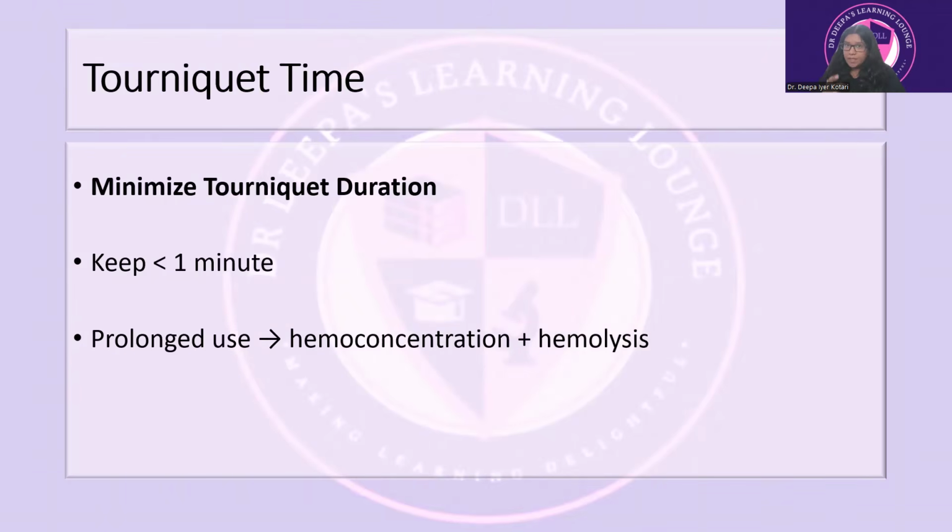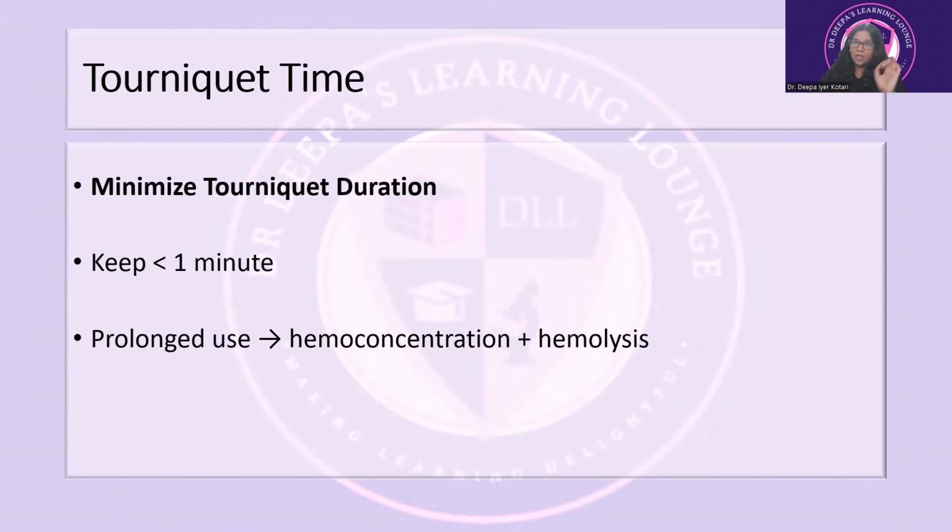Then next, tourniquet time. Tourniquet time is very important, because I have seen, even when I shouldn't really be revealing such things to you, certain situations where the tourniquet is tied to the patient, and suddenly the lab technician gets a call, holds the phone, and leaves the tourniquet in for longer than 1 minute and then draws the sample.